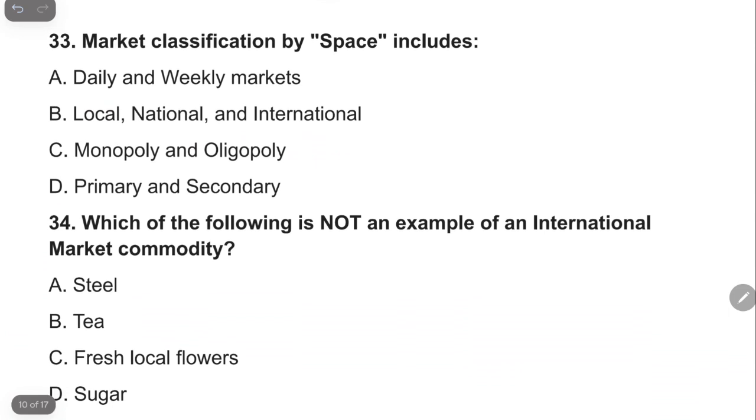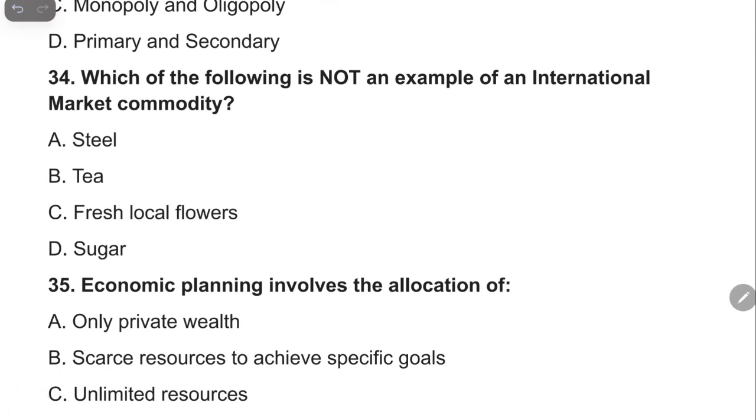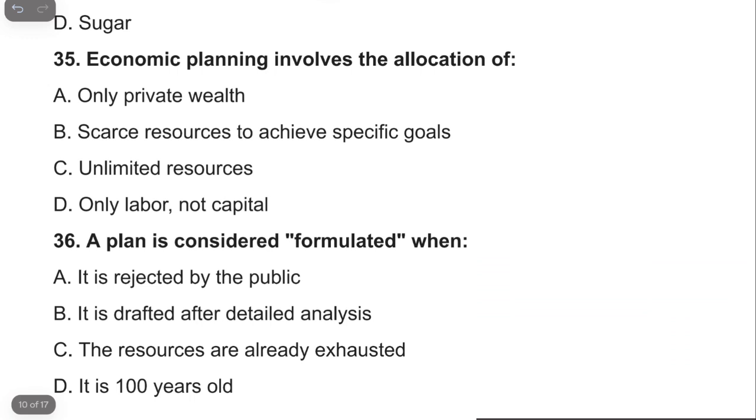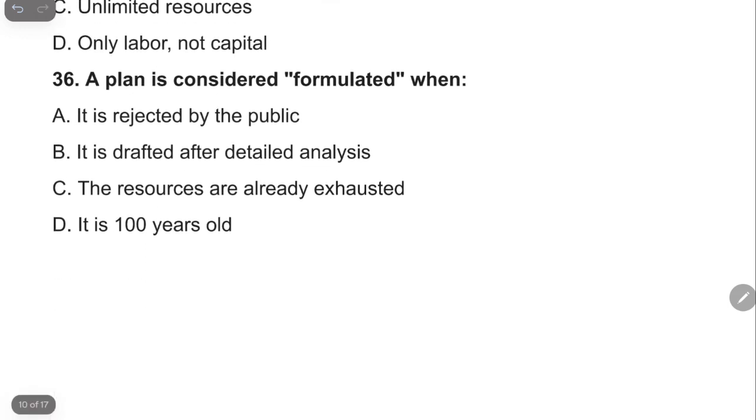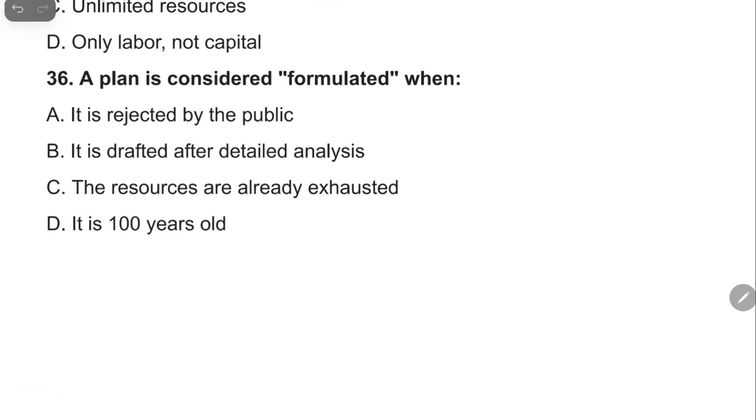A market classified by space includes local, national, and international. Which of the following is not an example of an international market commodity? Fresh local flowers. Economic planning involves the allocation of scarce resources to specific goals. A plan is considered formulated when it is drafted after detailed analysis. எப்போவுமே ஒரு பிளானுக்கு ஃபார்முலா போடணும்னா முதல்ல டீட்டெயிலாக அனாலிசிஸ் பண்ணணும்.